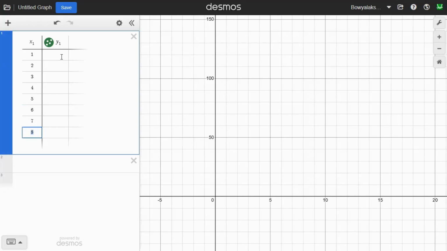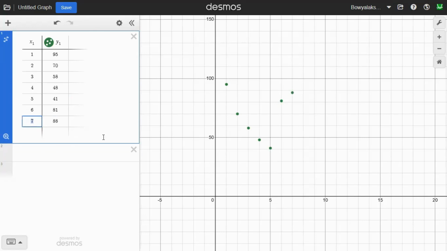And you should copy. While you're copying, make sure you're doing it correctly, because one single thing will completely affect your answer. So it's 95, 70, 58, 48, 41, 81, 88. So actually it's 18 now, so we got something like this.